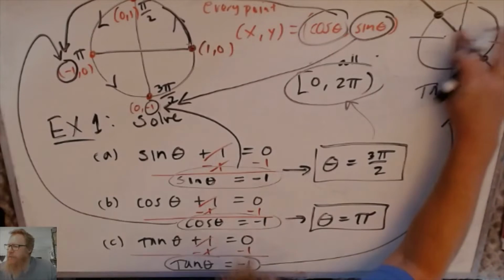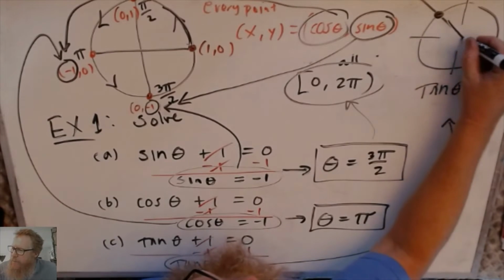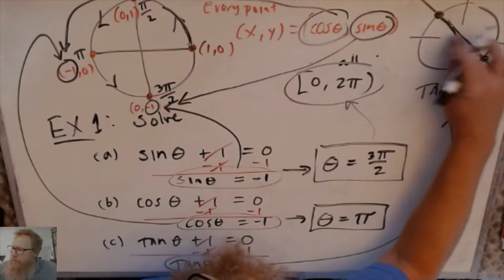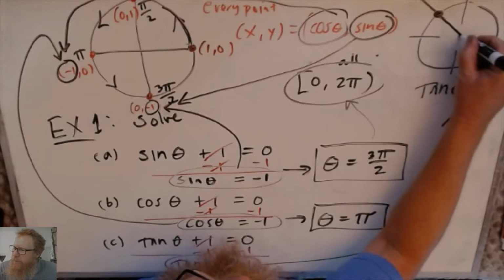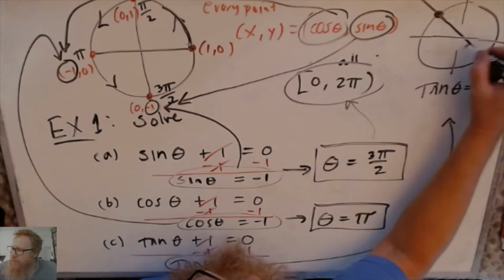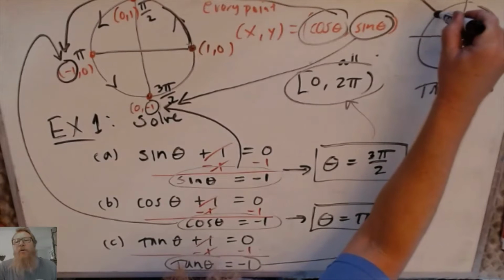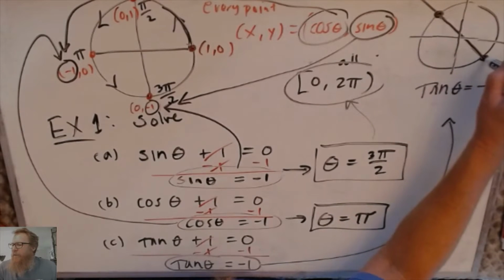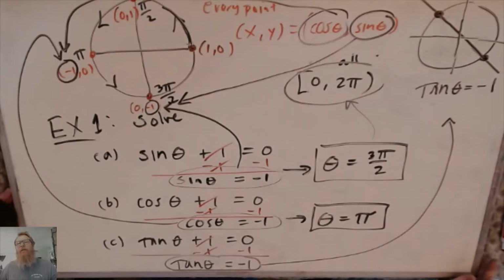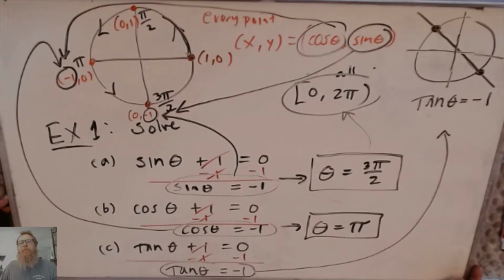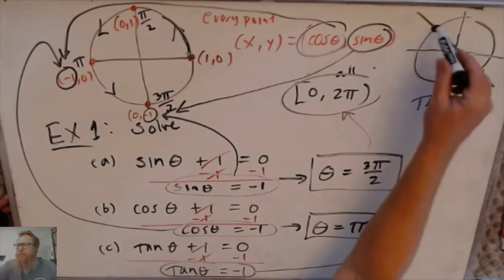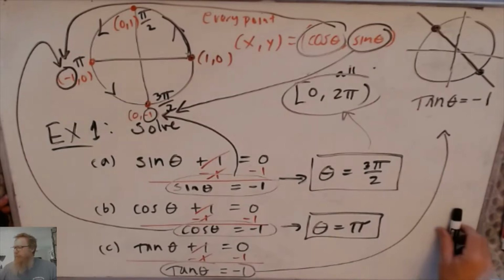Sorry, my picture is really bad. It didn't go through the origin. You have two solutions. I'm making it worse. You have one solution in quadrant 2, and you have another solution in quadrant 4. Both of these points have a tangent of negative 1.